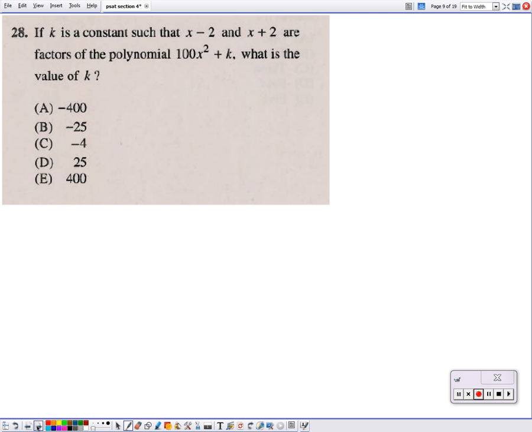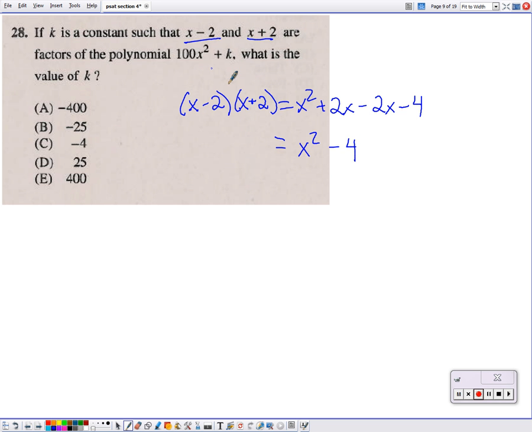Question 28. If k is a constant such that x minus 2 and x plus 2 are factors of the polynomial 100x squared plus k, what is the value of k? If I multiply together these two binomials, x minus 2 times x plus 2, I get x squared plus 2x minus 2x minus 4, which gives me x squared minus 4.